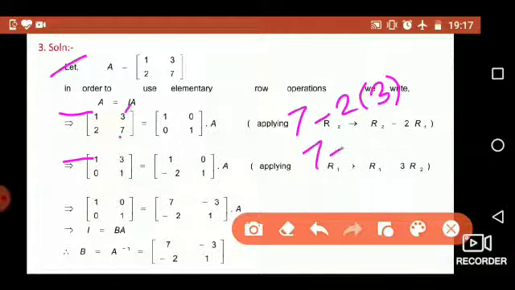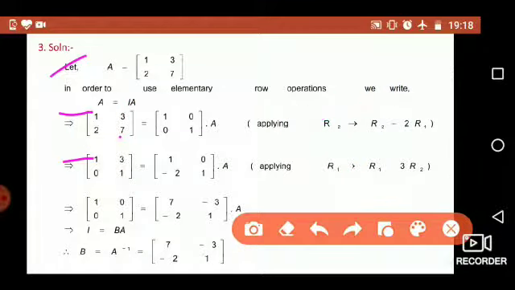Therefore, 7 minus 6 gives 1. Therefore, the element in the second row, second element is 1. We got a 0 in the second row, first element. Similarly, we apply the same operation to the right hand side. Since we are not changing the first row, it remains the same, 1, 0.